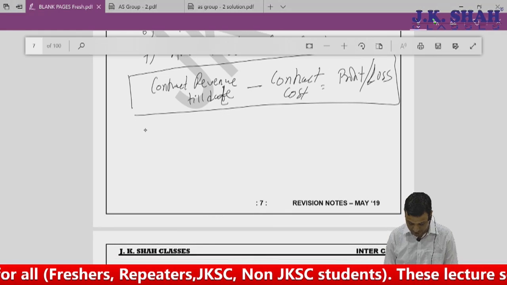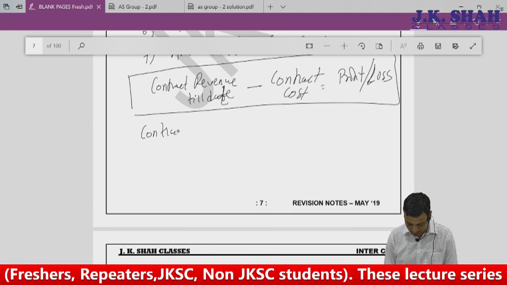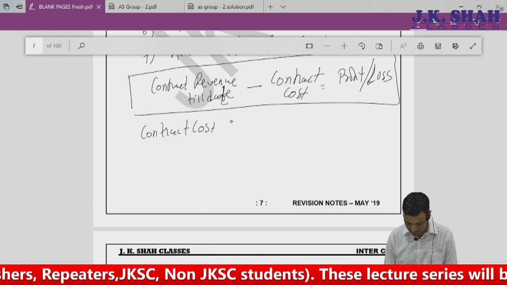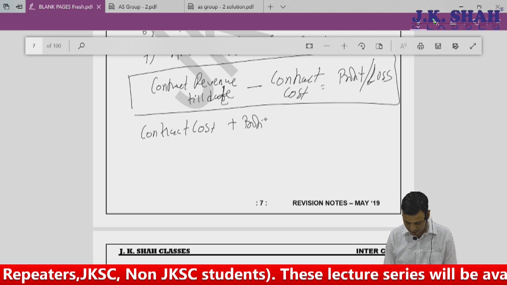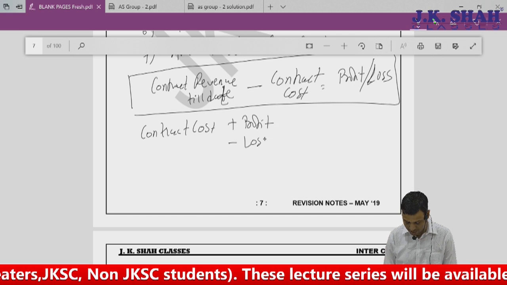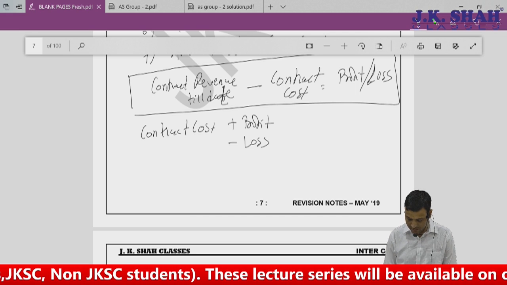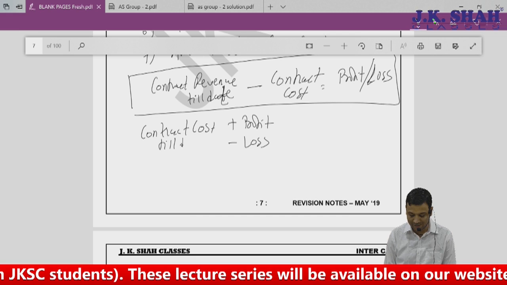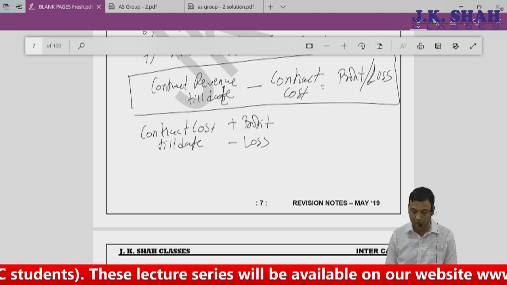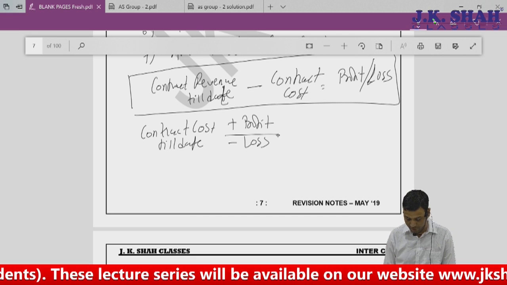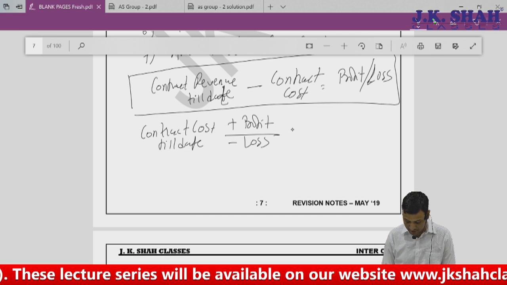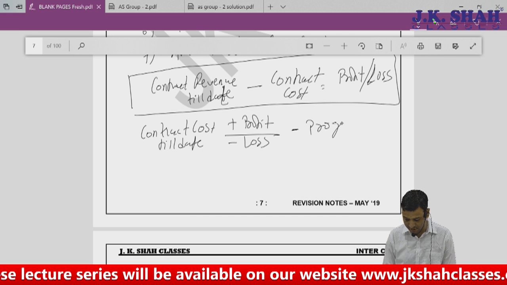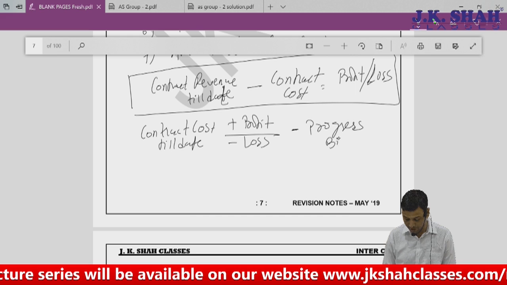Then what is to be done? Contract cost plus profit or minus loss. That is till date. I'm talking about till date. Contract cost till date plus profit or minus loss. Of course, if it is profit, I will add. If it is loss, I will deduct. Minus progress billings, of course, till date.